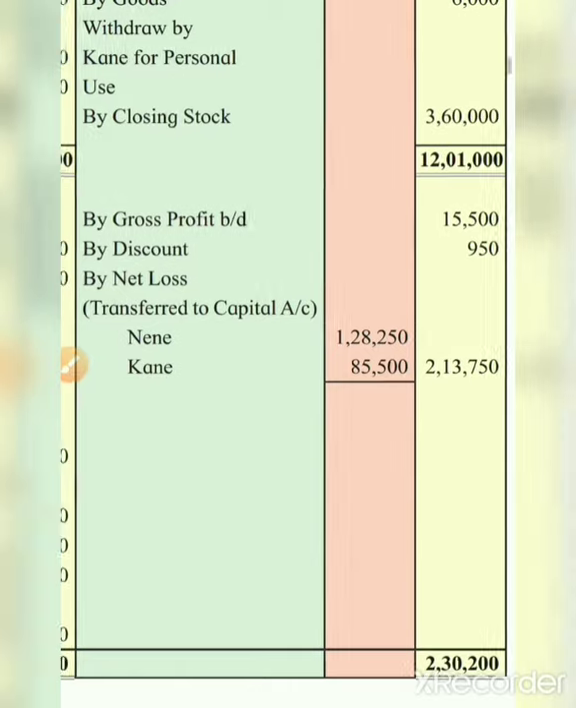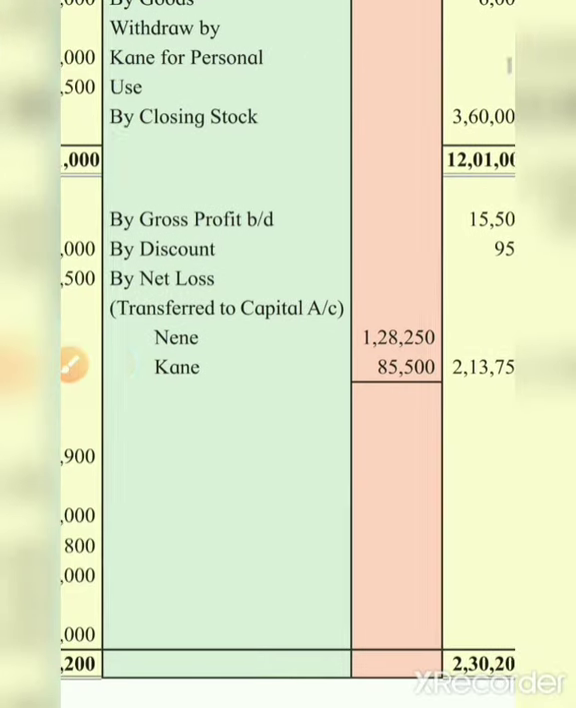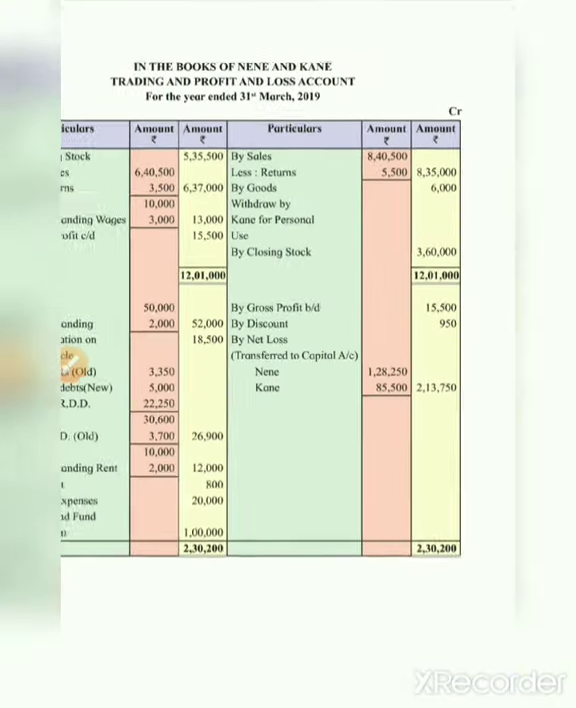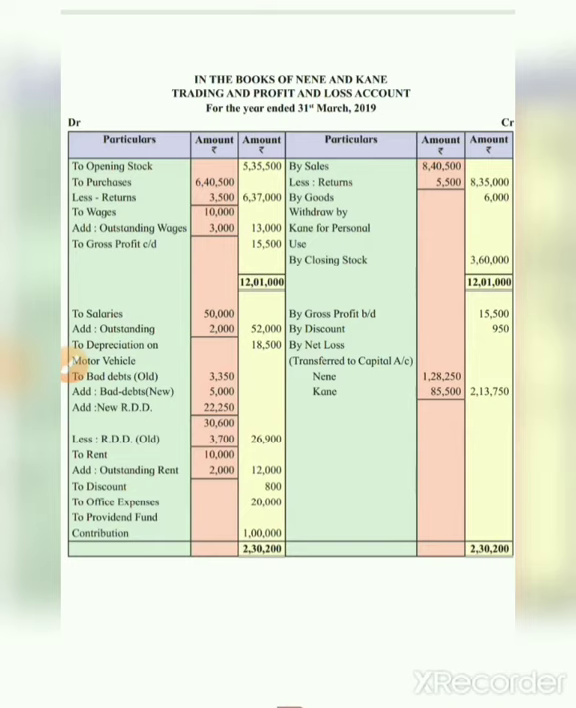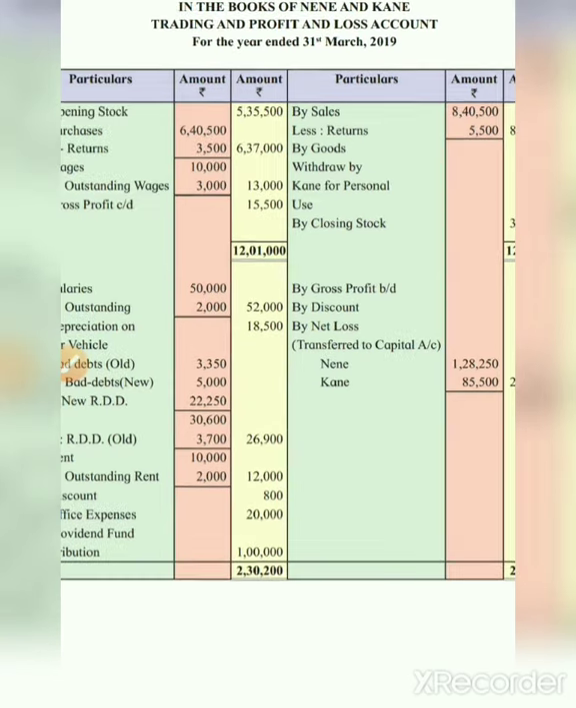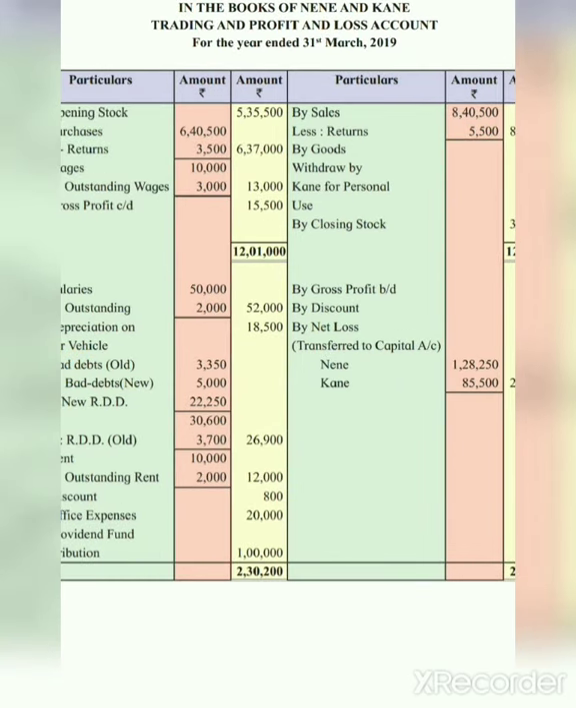Then see, on the credit side, by discount 950, it is the only indirect income to our firm. Now close these accounts, trading and profit and loss account. Do the total of both sides of trading account. We will find that the credit side is greater, so write its total, 12 lakh 1000. Deduct the total of debit side from the total of credit. The total of debit is 11 lakh 85,500. So deduct it. The remaining amount will be our gross profit. Here we have written the gross profit of 15,500. This is our gross profit.